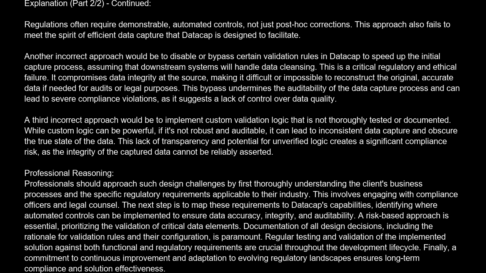Documentation of all design decisions, including the rationale for validation rules and their configuration, is paramount. Regular testing and validation of the implemented solution against both functional and regulatory requirements are crucial throughout the development lifecycle. Finally, a commitment to continuous improvement and adaptation to evolving regulatory landscapes ensures long-term compliance and solution effectiveness.